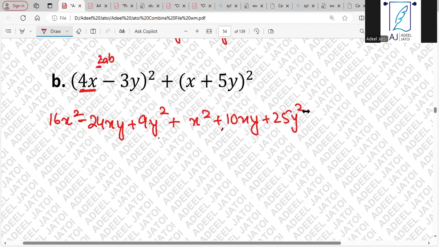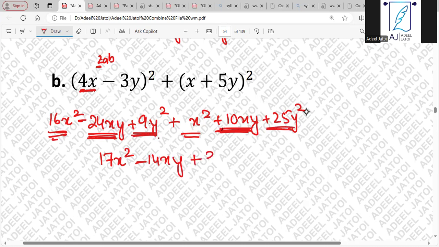So what do we have here is we can see the 16x square, right? So what do we have? 16x square and x square is there. So this is 17x square, right? Then what do we have? Minus 24xy and plus 10. So this will be negative 14xy. Then what do we have? 9y square and plus 25y square. So this will be 34y square. So the answer for part B is 17x square minus 14xy plus 34y square.